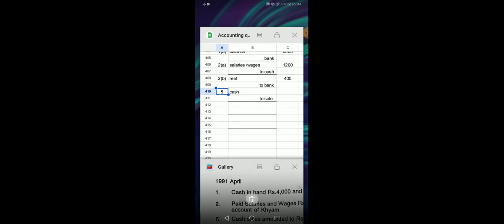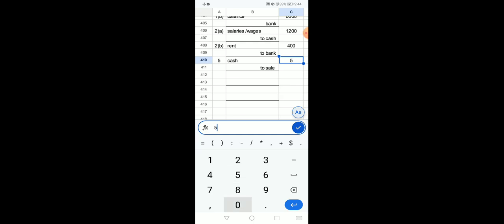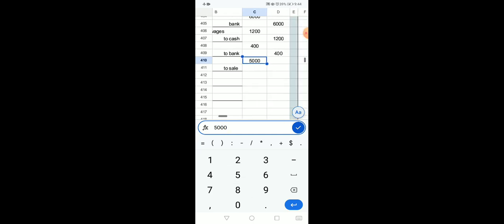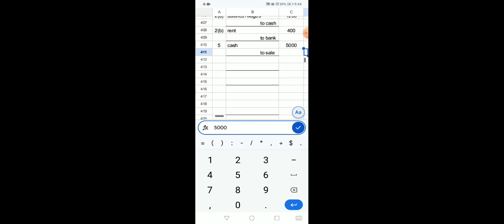Fifth entry is okay. Now we are on sixth entry, which is saying paid into the bank. In the fifth entry we haven't mentioned the amount, and the amount is 5,000. So you will be writing 5,000. I have just seen the amount was not written over there. 5,000 on debit side, and you will be writing 5,000 on credit side.